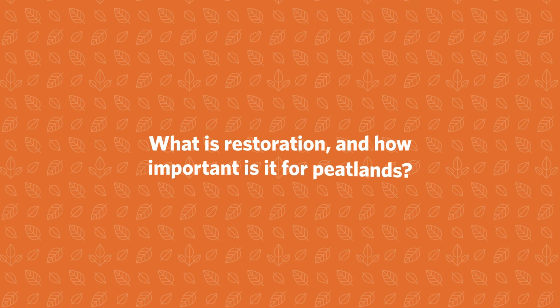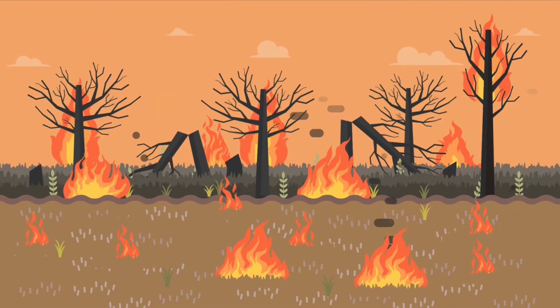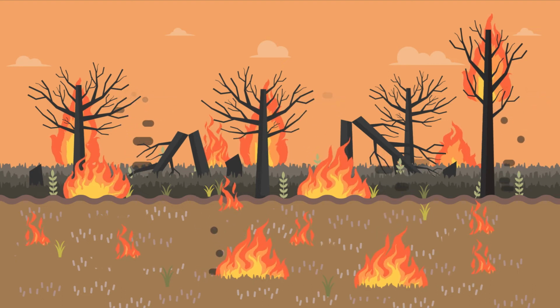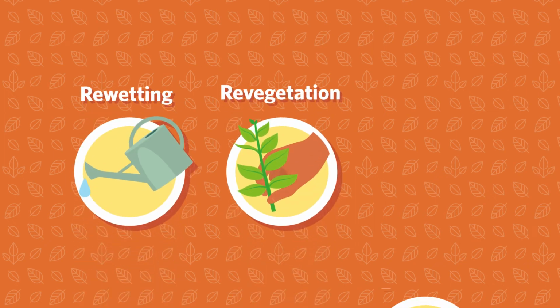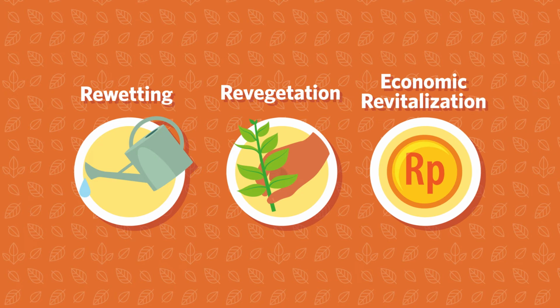What is restoration and how important is it for peatlands? Peatlands that are burned or degraded in a PHU must be restored immediately. Peat restoration is an effort to restore degraded peat ecosystems to restore their hydrological conditions, structures and functions. Restoration is carried out using the re-wetting method, revegetation and economic revitalisation for the community around the PHU.